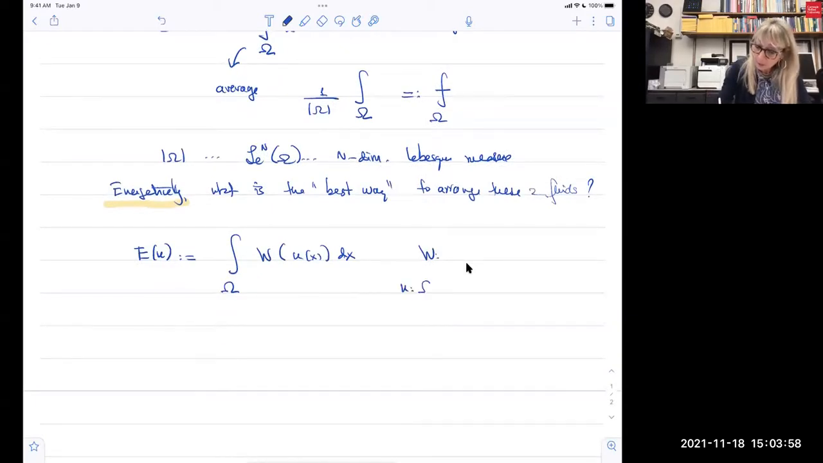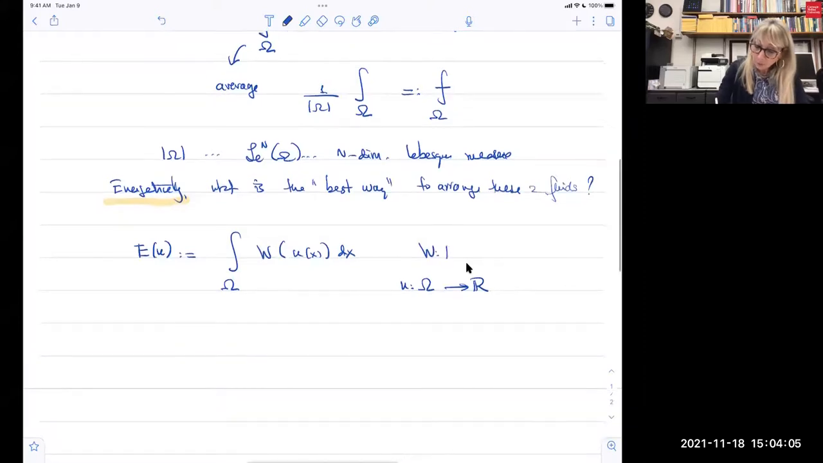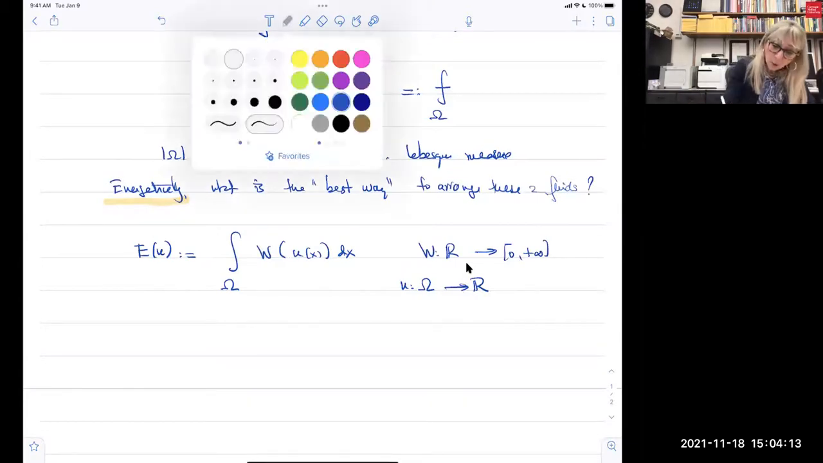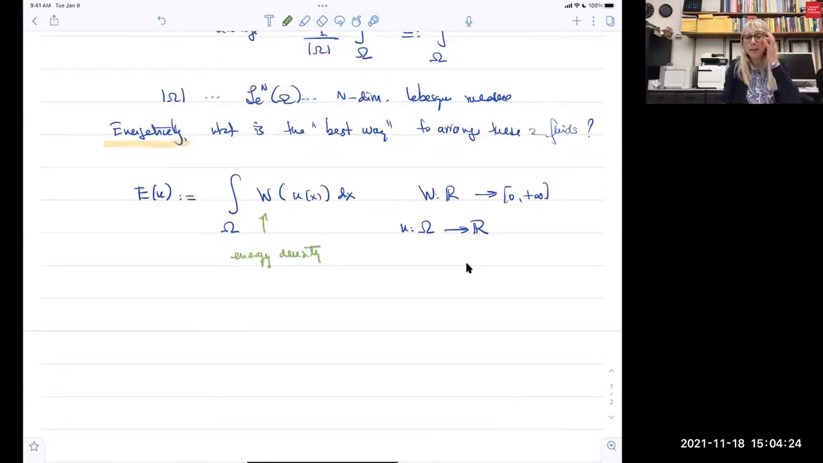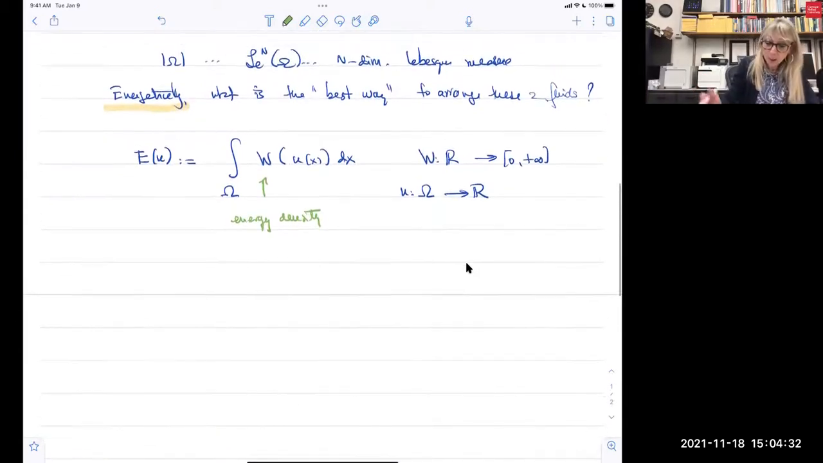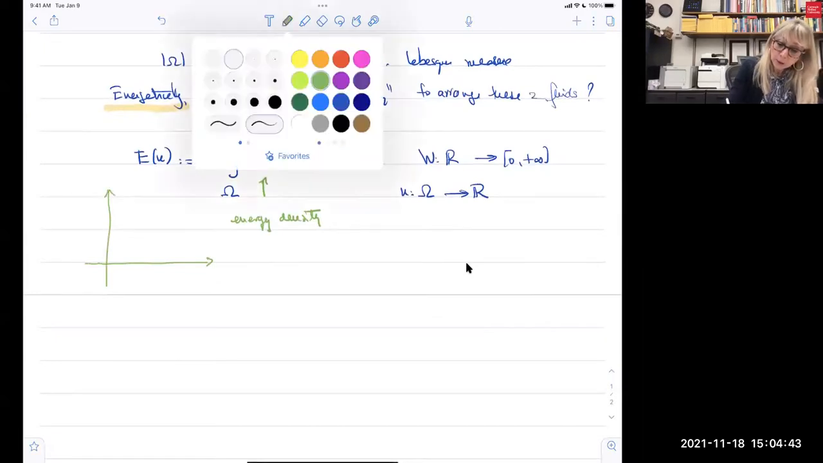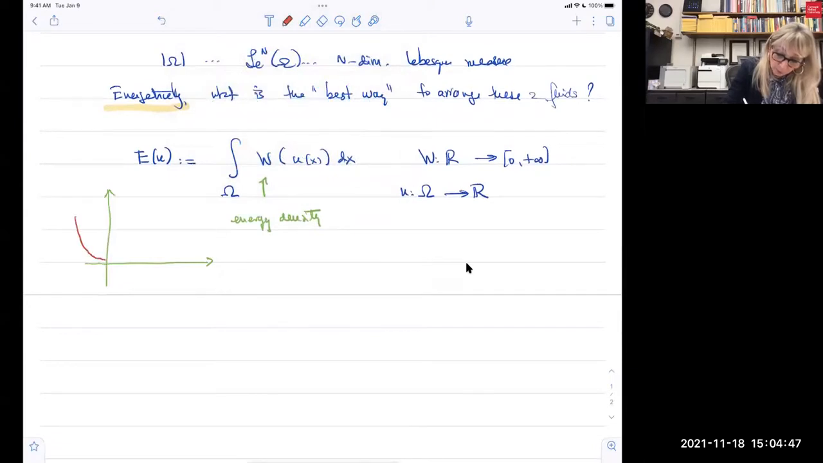So here I'm going to consider u's that go from omega into R. W is going to go from R into 0 plus infinity. It's an energy density, so it's non-negative, right? So this is what we call an energy density. And the way that it depicts the fact that we have these two phases which are preferred is by saying that I'm going to take W to be a double well potential. It's going to look like two wells, one at 0 and one at 1. That's a typical W.